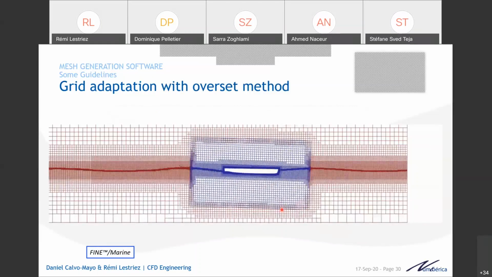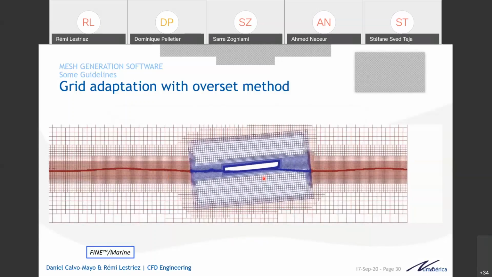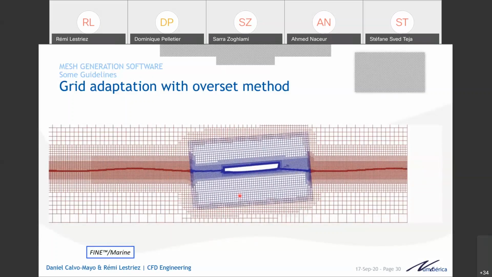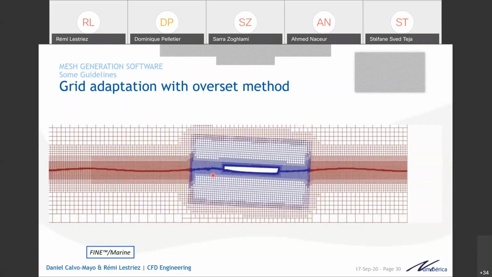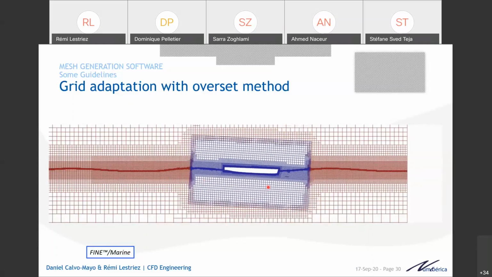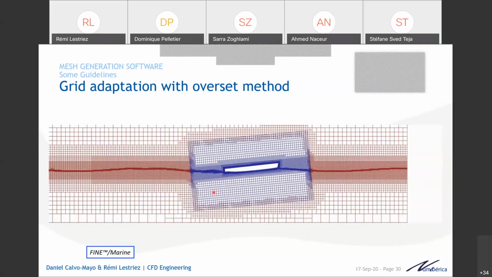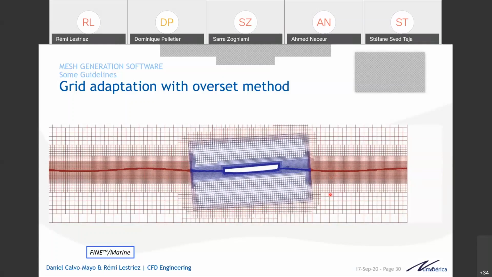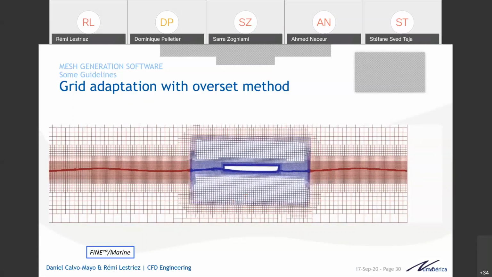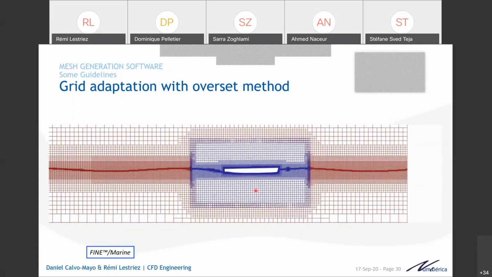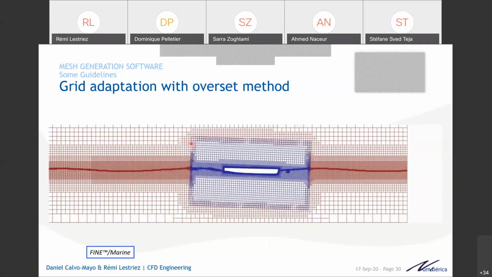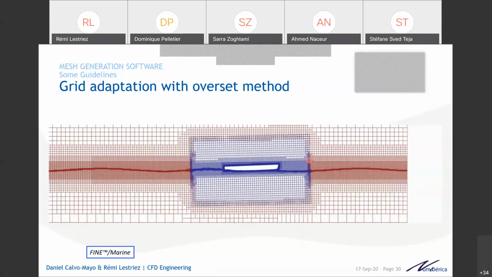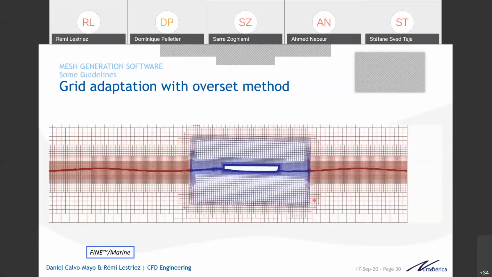Another example is here. In this case, we also have another method which is called overset. The overset is where you define two different meshes, and one of the meshes is moving inside the other one, and so you transfer the information from one mesh to another. What we also do in our software, FINE/Marine, is to have this overset mesh together with adaptation, so that we ensure the continuity of the cell size at the overset boundaries.